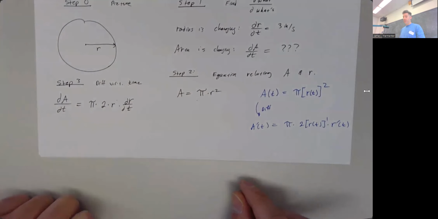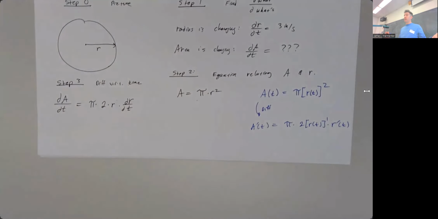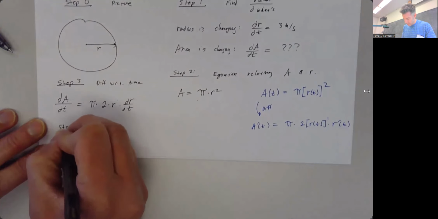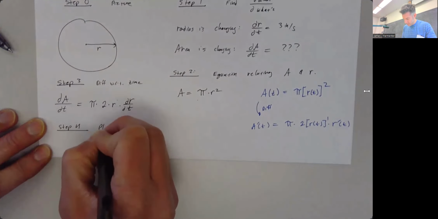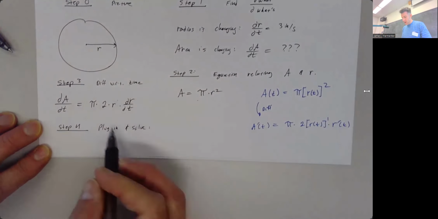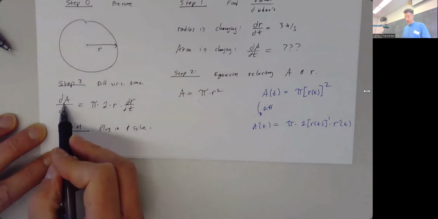All right. After you have differentiated both sides, that's when you plug in the stuff you know, and solve for what you don't know. So step 4, plug in and solve. I know I'm almost out of room here. I'm definitely out of time. This is usually where you have to go back and read the question. I don't know what dA/dt is. That's what I'm trying to find.